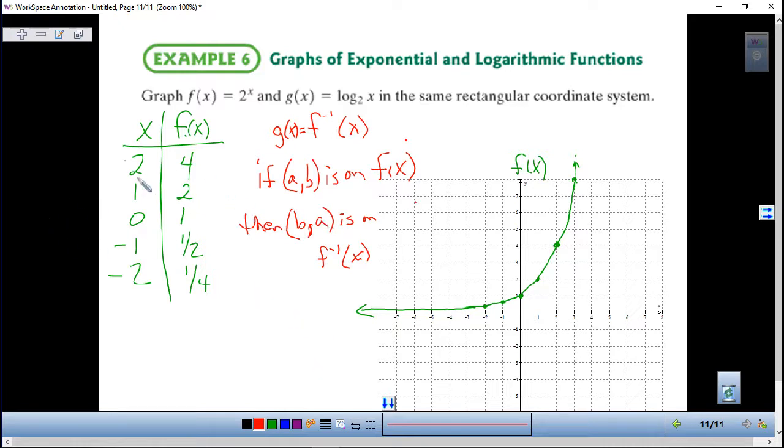So when I go to graph this, instead of 2, 4, I'm going to graph 4, 2. I go over 4 and up 2. And then instead of graphing 1, 2, I'm going to graph 2, 1. And instead of graphing 0, 1, I'm going to graph 1, 0. And instead of graphing negative 1, 1/2, I'm going to graph 1/2, negative 1.